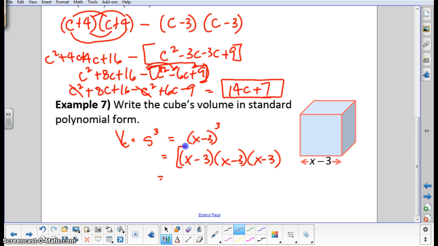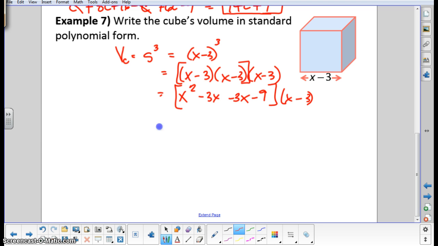So you guys have learned that you're going to group two of them and FOIL that out. I took the shortcut, so let me unshortcut that. Minus 3x minus 3x minus 9. And we still have our x minus 3 because we haven't multiplied that third one yet. Combining like terms here, we have x squared minus 6x minus, that's a plus 9. You probably caught me on that too.